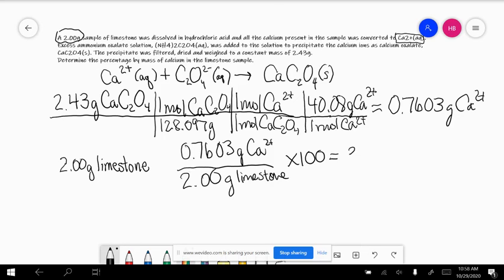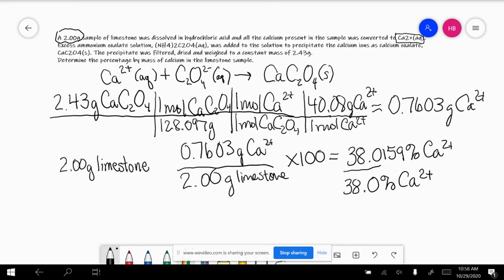So I get 38.0159% calcium. Let's go check on our sig figs. We have 3 sig figs, so I'm going to say 38.0% calcium, like such.